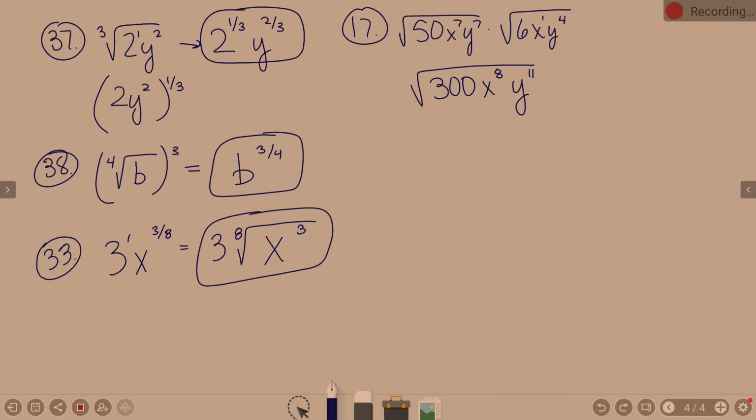300. Is the square root of 300 a perfect square? Now, when I look at my blue paper, 300 is missing. If I do the square root of 300 in my calculator, no. So what I'm going to say is, find the largest perfect square that you can divide 300 by.